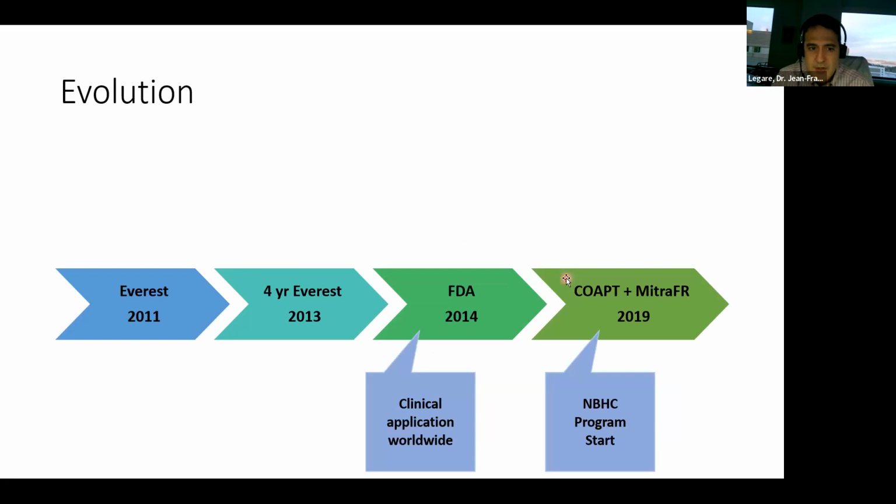So essentially the trajectory of these trials were the Everest 1 that proved feasibility, Everest 2, and the 4-year result in 2013 published. FDA got approved in 2014, and then what came out as a major, there were 2 major trials, the COAPT and the Mitra FR.